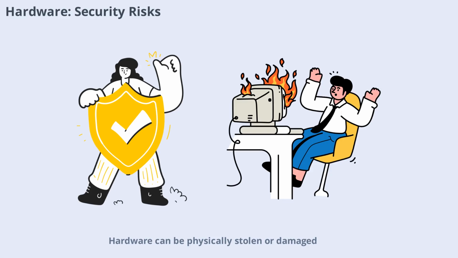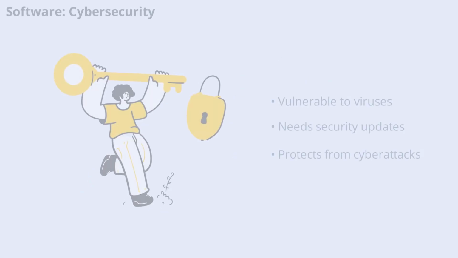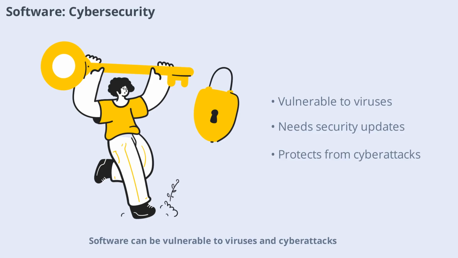Hardware can be physically stolen or damaged, which can lead to data loss or security risks. It's important to keep your devices safe and secure to protect your information. Software can be vulnerable to viruses and cyberattacks. Keeping your software updated and using security programs helps protect your computer from online threats.